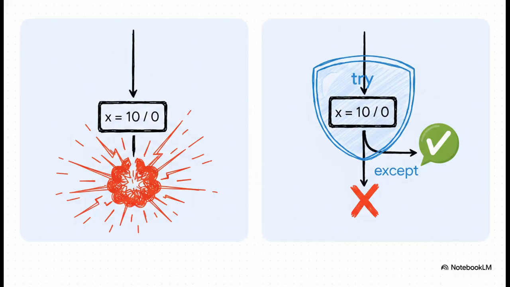This comparison says it all. On the left, you've got the code that just blows up. On the right, look what we did. We wrapped that same exact risky line of code in what's called a try block. Now, when Python hits that ZeroDivisionError, instead of crashing, it just jumps down to the except block and runs that code instead. No crash, just a clean, controlled response.